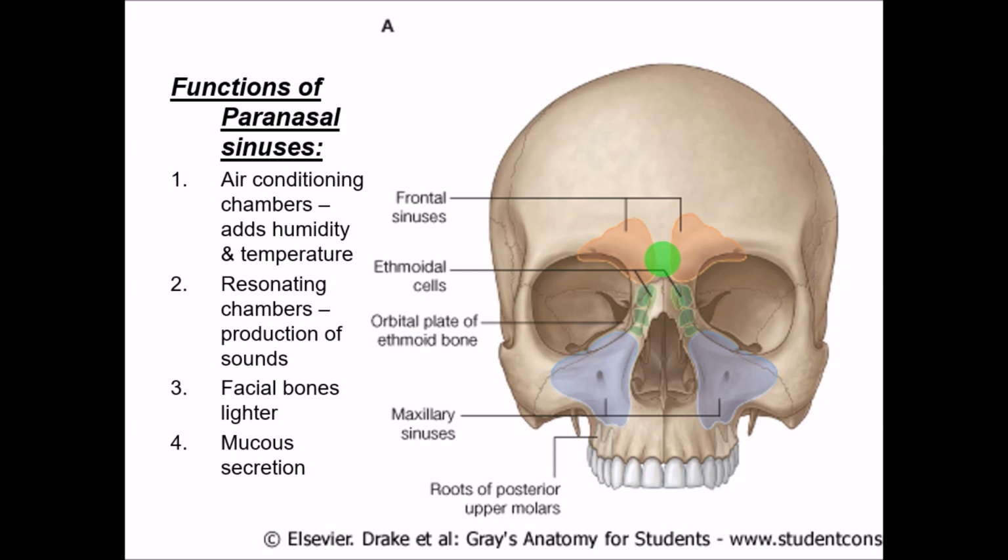The second is resonating chambers. They act as resonating chambers for the production of sound. Whenever we produce sound, it is resonated. Because these are cavities, air filled spaces, they resonate just like an empty big room, where if you scream, the sound will resonate. Similarly, whenever we speak, the sound along with the air will be resonated, and it will be produced as a good quality sound. So the sound is resonated by these chambers.